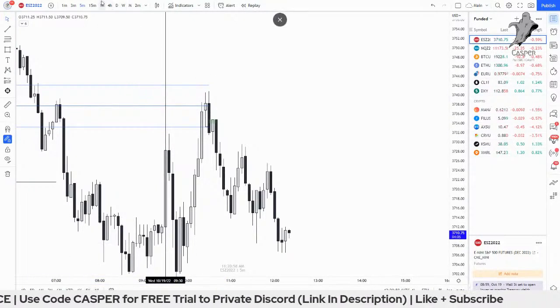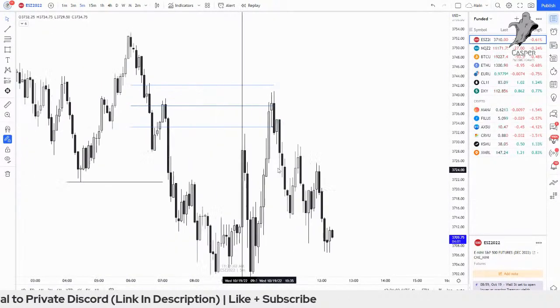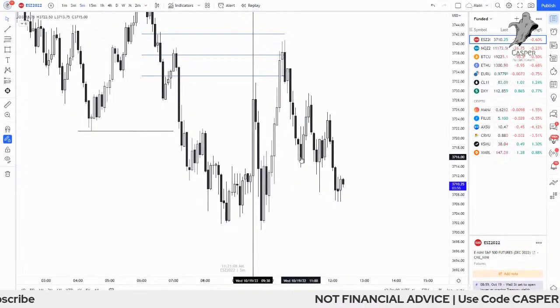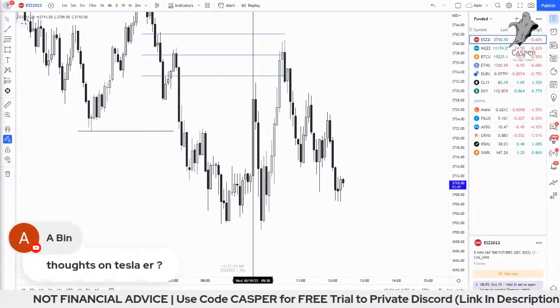Now, that raid can be on a higher time frame, and then I'm using a lower time frame to confirm it. But if you're not utilizing liquidity to enter a trade, you're going to become liquidity more often than if you were keeping that in mind.